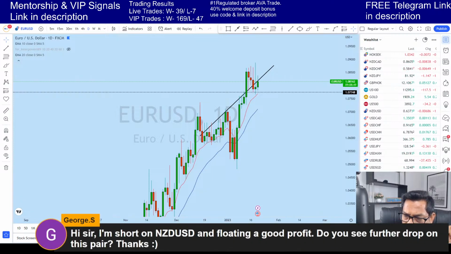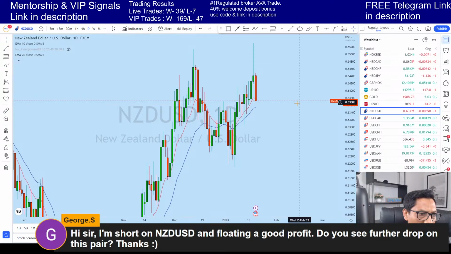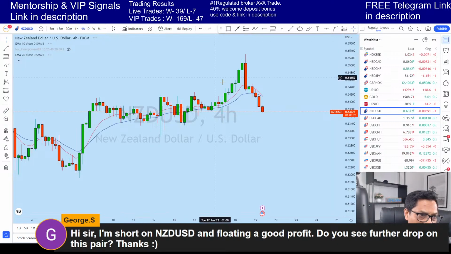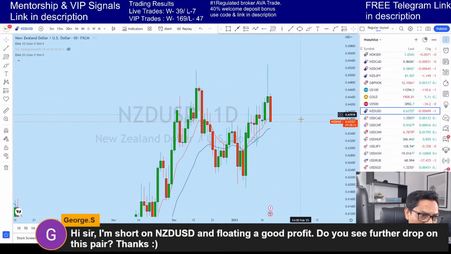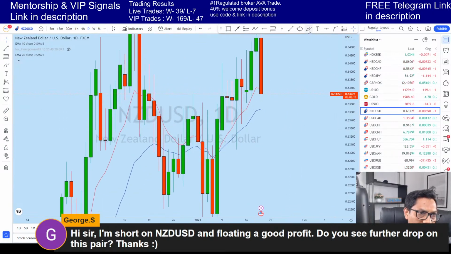I'm short on NZD USD, floating a good profit. Do you see a further drop in this pair? Amazing. Let me look at it. NZD USD. Okay, looks like that. NZD USD is highly bearish, and I think this market will drop a little further, and there is a high probability that this market will drop to this daily 20 period moving average, which is a very high probability.